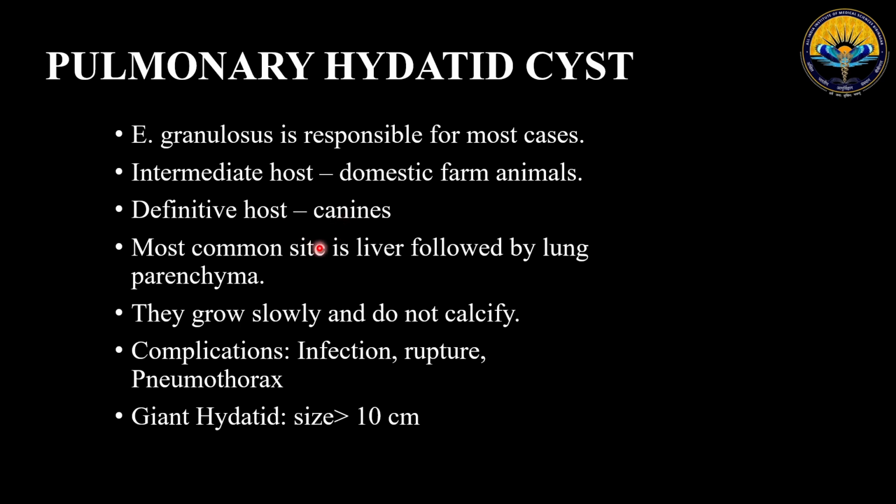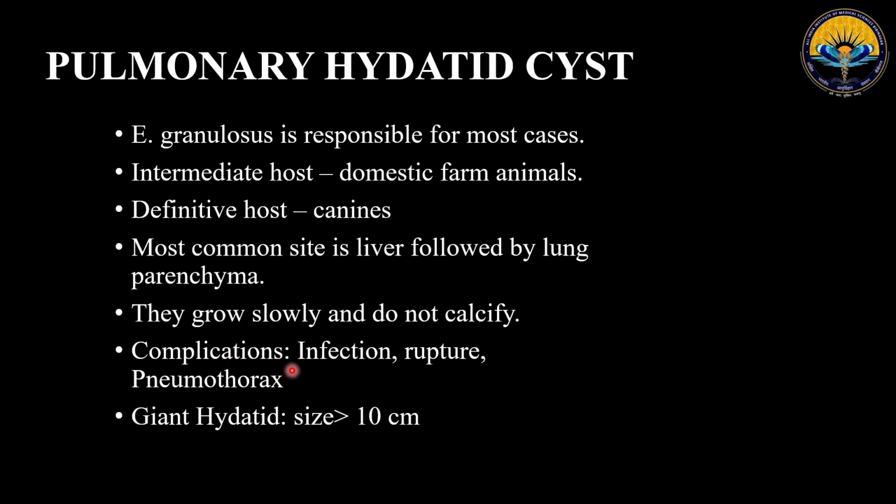The most common site is the liver, followed by the lung parenchyma, where there will be unifocal or multiple hydatid cysts, in both liver and lung parenchyma. They grow slowly. They do not calcify in the lung. Why? Because of gross expansion, the lung is going to expand more, so there is no phase of healing in the lung parenchyma. That's why there is no calcification.